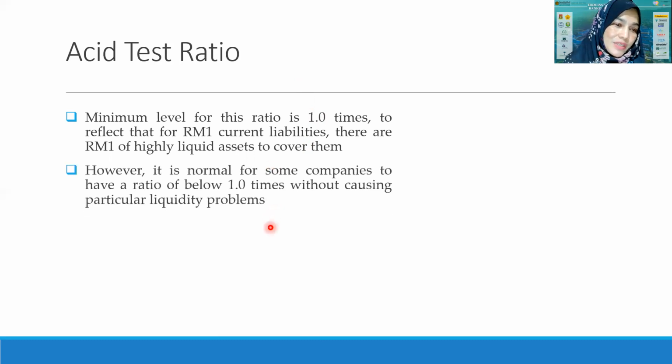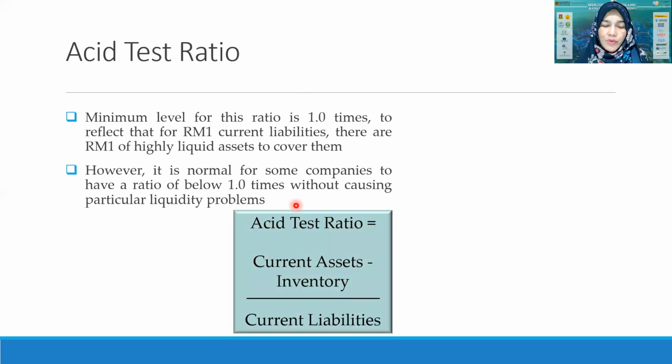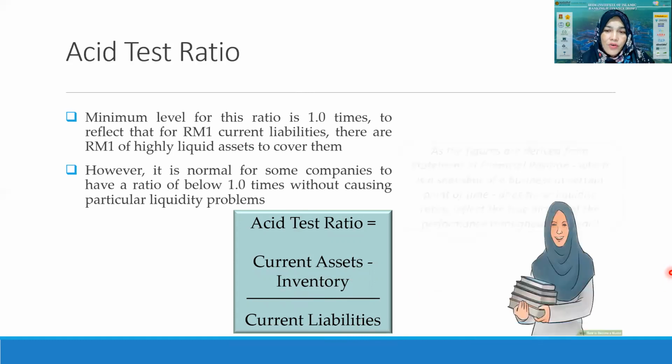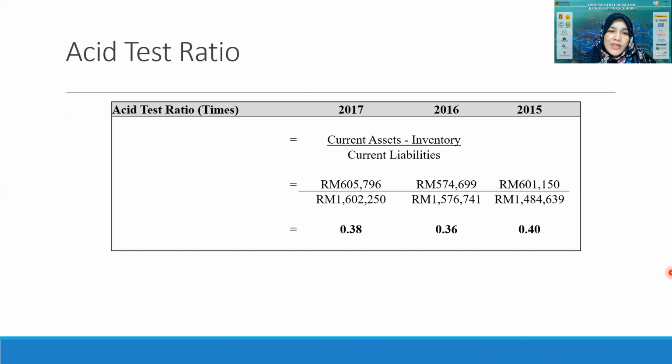It is normal for some companies to have a ratio of below 1 time without causing particular problems. So there are companies with a ratio below 1, but they are actually good. There are a lot of them. So this is the formula: current assets minus inventory, and then divide by current liabilities. So for Nestle, it actually decreased in the year 2016 and then increased in the year 2017.